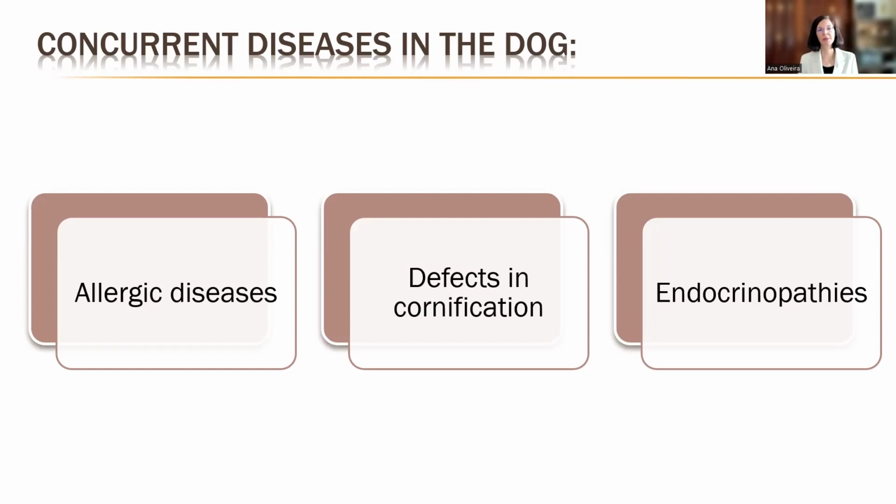There is also a possibility that the patient is not allergic, but will have defects on cornification or endocrinopathies, or potentially any disease can cause proliferation of the Malassezia due to the fact that it interferes with the skin microbiome.